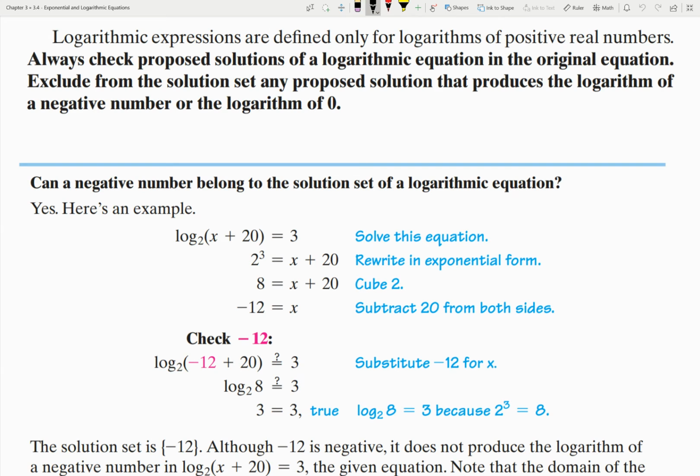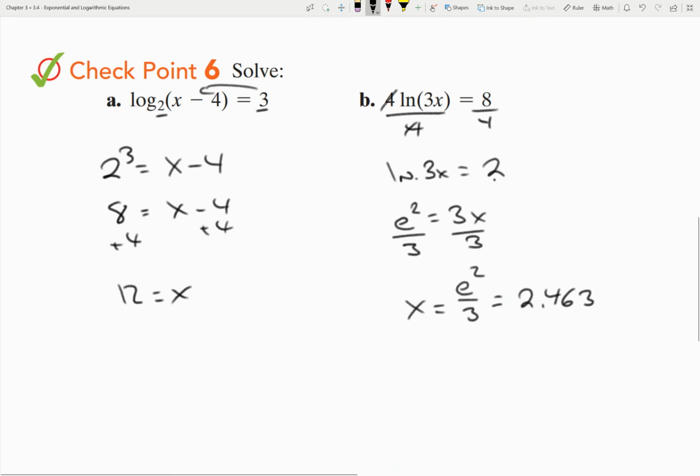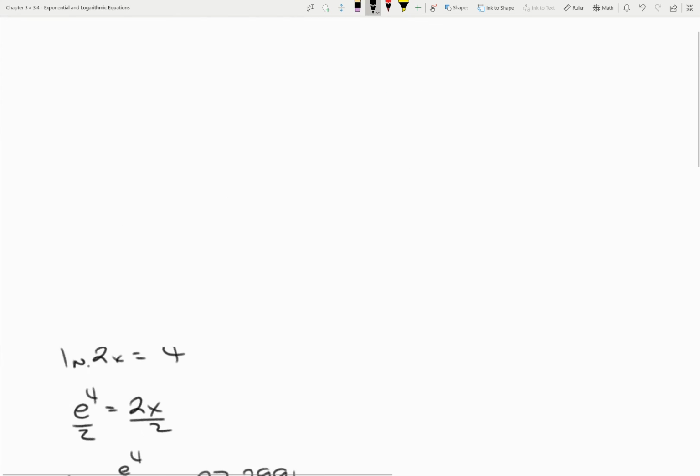Logarithmic expressions are defined only for logarithms of positive real numbers. You must always check the proposed solutions of a logarithmic equation in your original and exclude anything that makes the inside of the logarithm a negative number or 0. So again, look at my answers here. This was a 12. Put a 12 in here. We don't get a negative number. We don't get 0. Put e squared over 3 inside of there, and we don't get a negative number or 0.